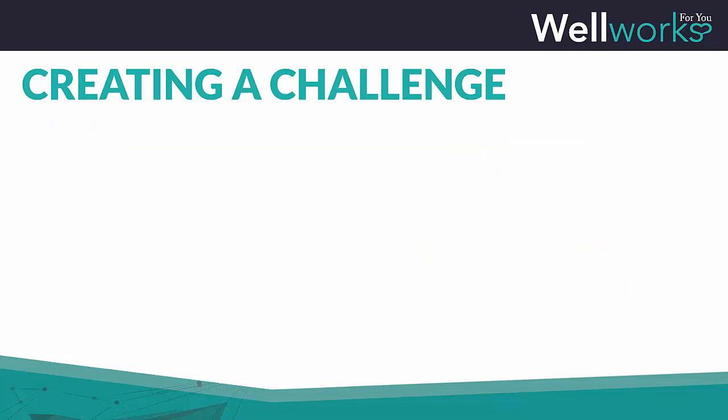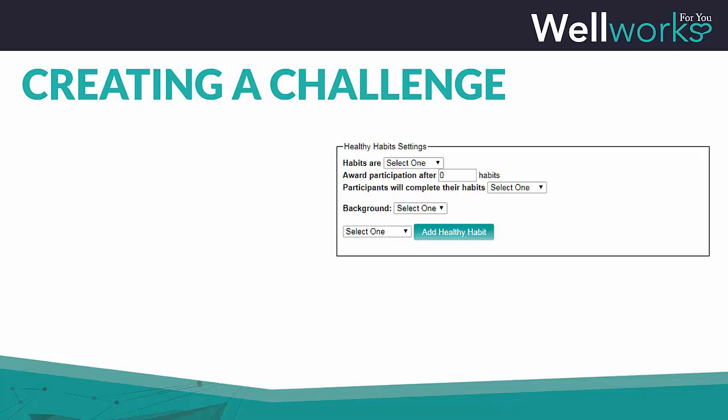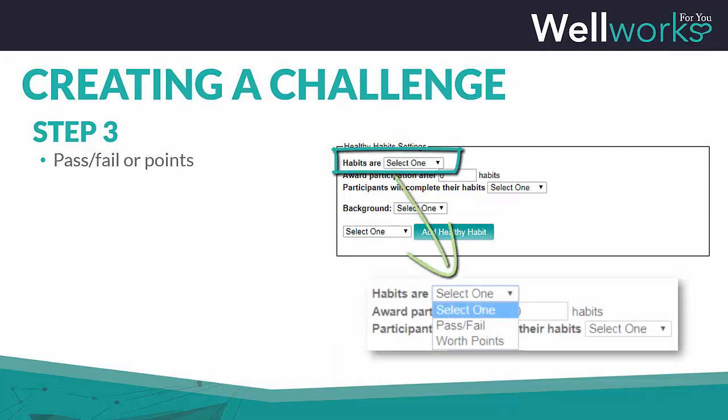Once the challenge settings are complete, you will notice a new section at the bottom of the event called Healthy Habits Settings. This is where you will customize the challenge options. First, choose whether the habits will be worth points or pass-fail. Remember, if pass-fail, no leaderboard will display. The user will simply verify if they completed the habit and then move on to the next one.